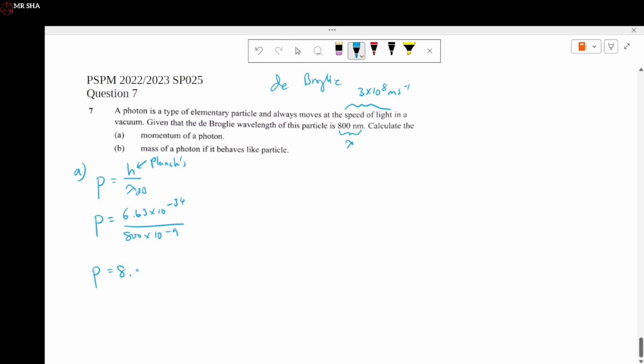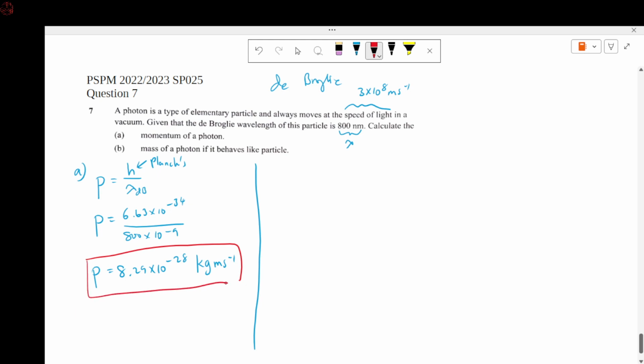8.29 times 10 power of negative 28. Let me write that nicely. So negative 28. Now just like mv, the unit is kg m s negative 1. That's the unit for momentum. Fair enough, just direct substitution, and then you'll find your final answer for A.